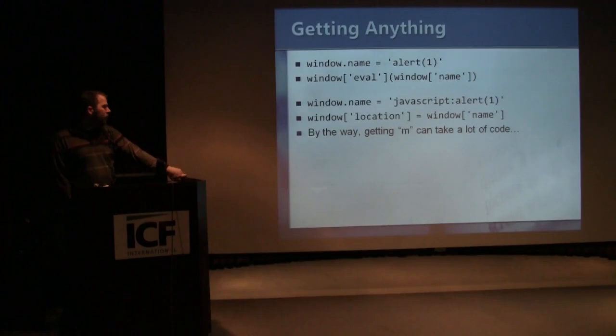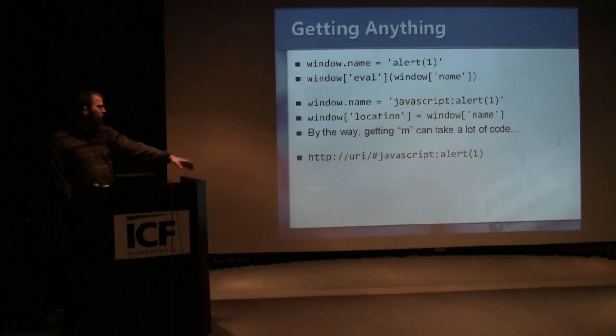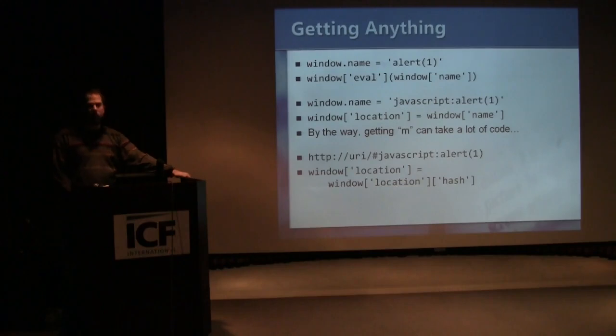One thing though, M can be a little difficult to get sometimes. It takes some doing to get, usually it's the Number constructor. Another option would be to use the hash, plug something in there and just set location equals location.hash. But here's where we run into another little obstacle: like I said, getting the letter H, I don't know of a way to get the letter H just using this basic stuff like I've been talking about.